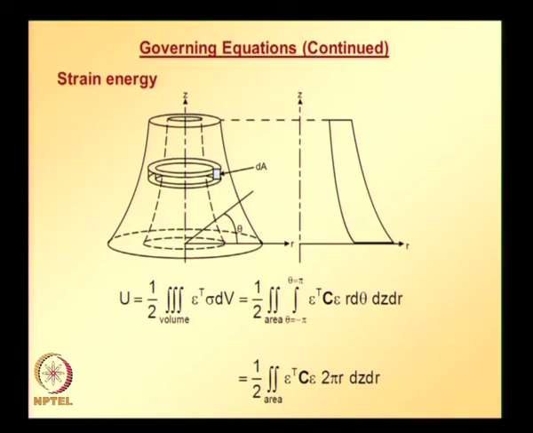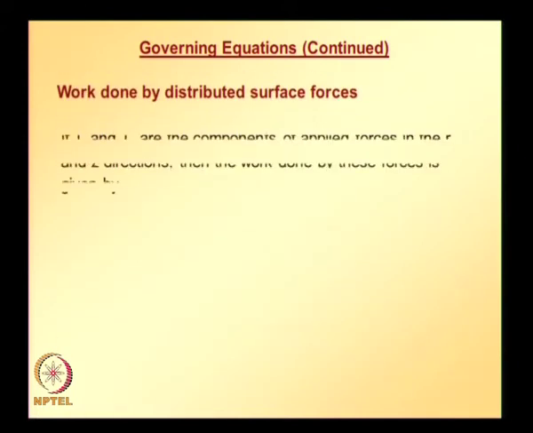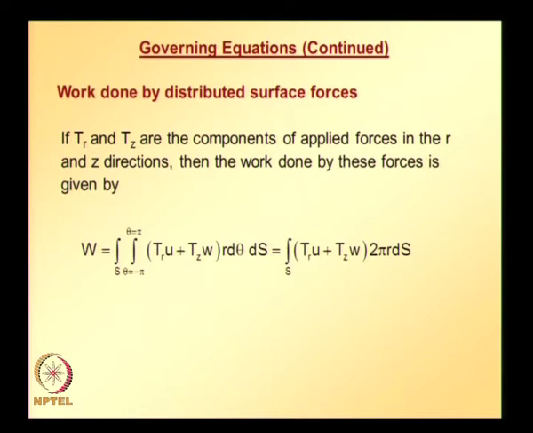So, the next quantity that we require is work done by the applied surface forces. Work done is given by displacement component in r direction times traction in r direction, plus displacement component in z direction times traction component in z direction. So, if T_r and T_z are components of applied forces in r and z directions, work done by the forces is given by this.